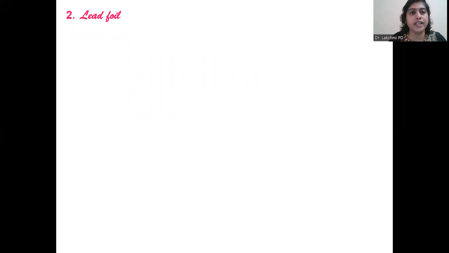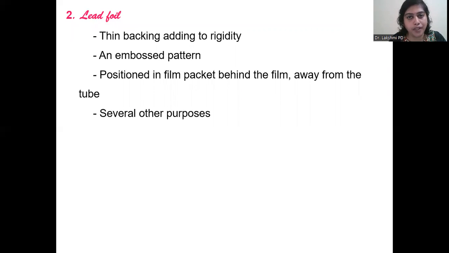Moving on to the second layer, your lead foil. There's a thin sheet of lead foil, which is basically placed towards your label side, which is the back, away from the tube side towards your tongue. This lead foil provides an ample amount of rigidity. Like I said, your X-ray film should not get distorted when you try adapting it into the patient's mouth.